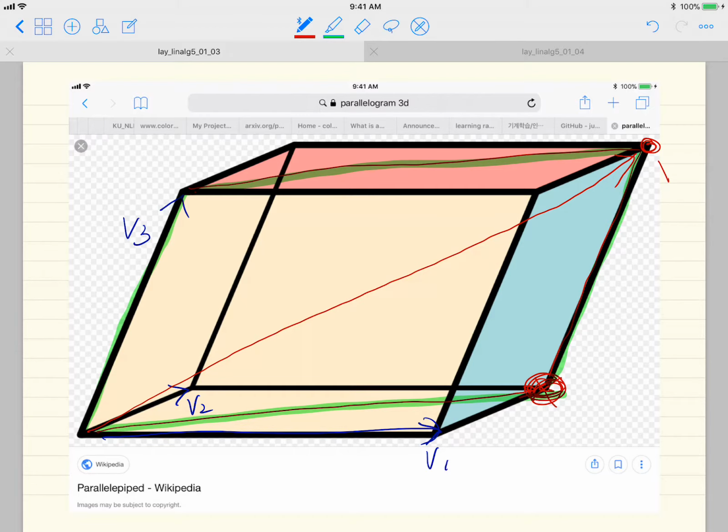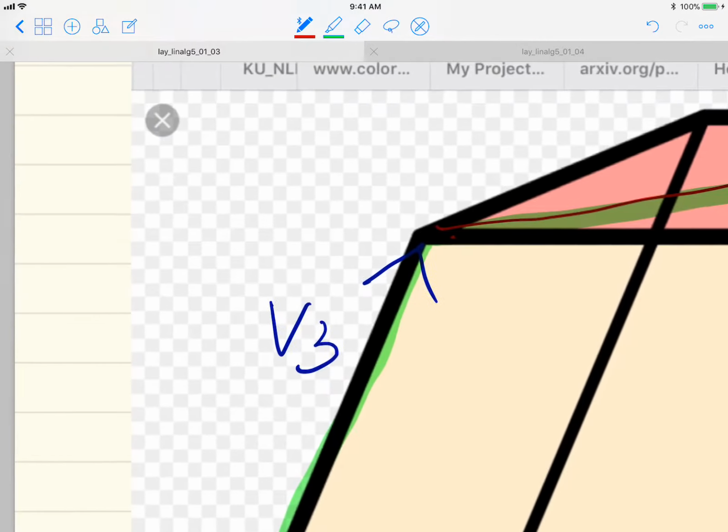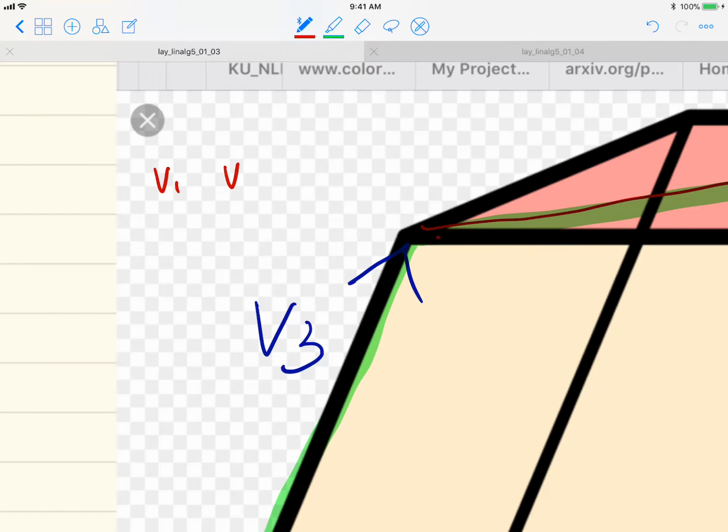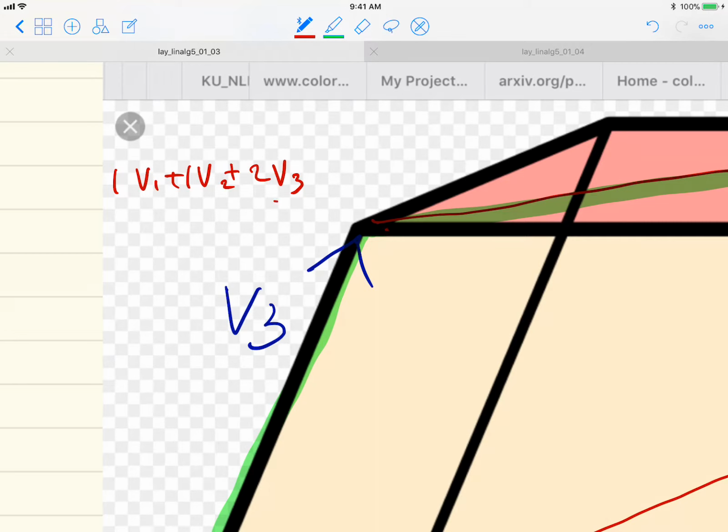And what if we change the linear combination coefficient associated with each vector, like maybe 1 and 1 and 2? In this case, we stretch out the V3, right?